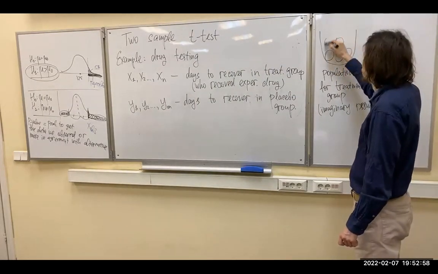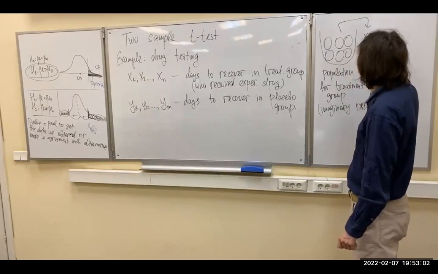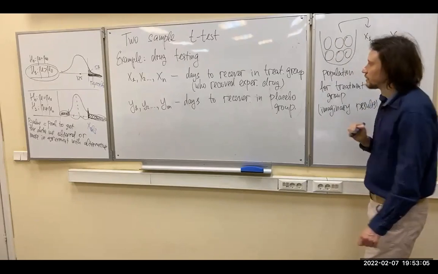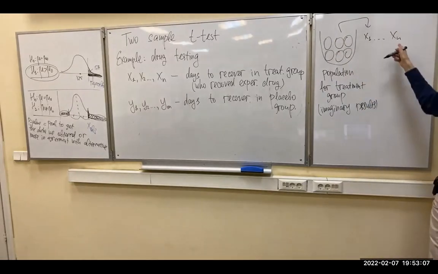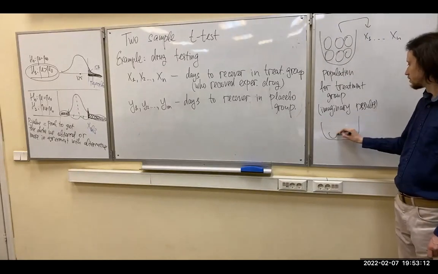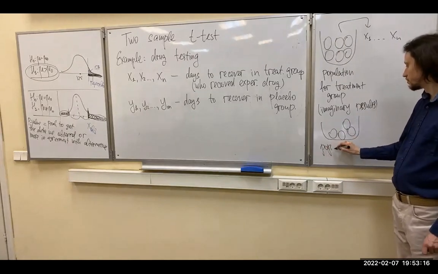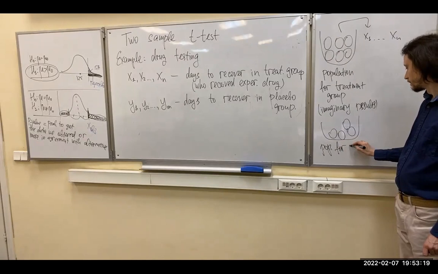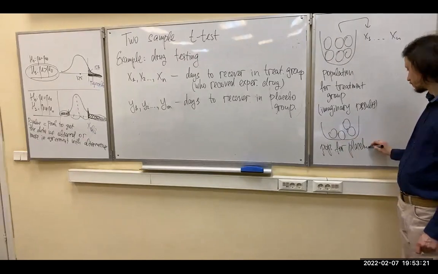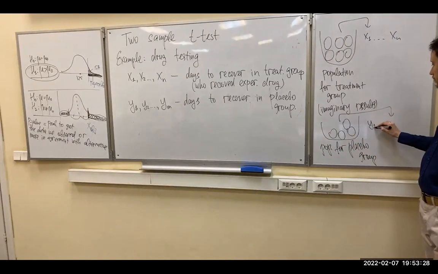And I have balls here, and I do my sampling with replacement, and I have some sample here. And I have another population. This is the population for placebo. And from this population, I sample my second sample.